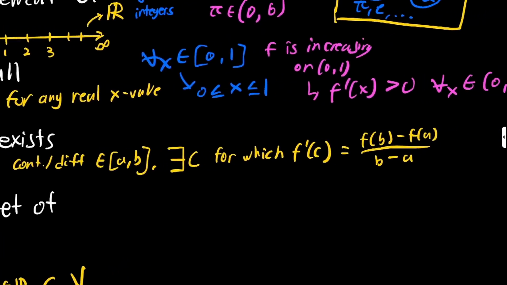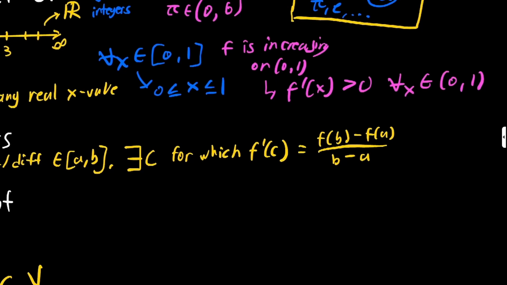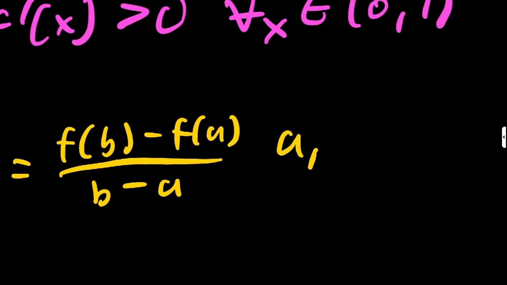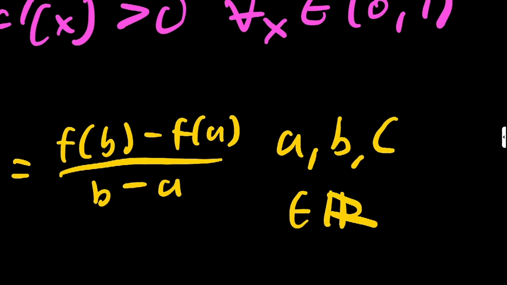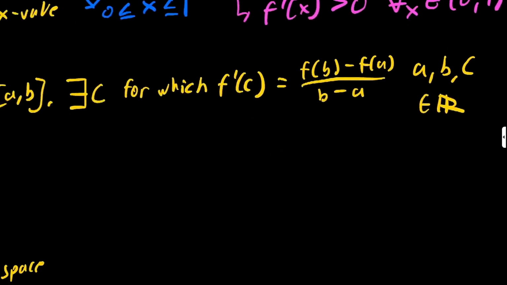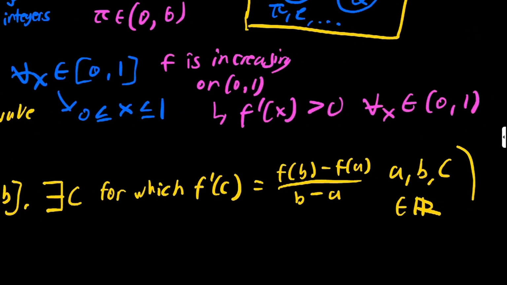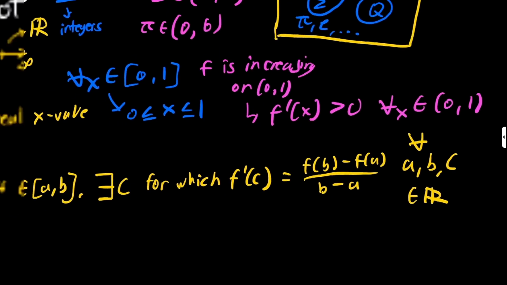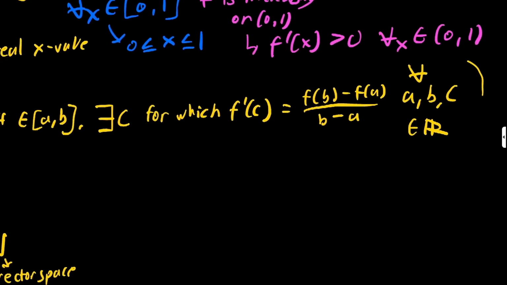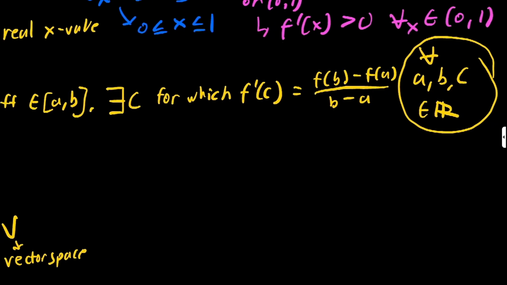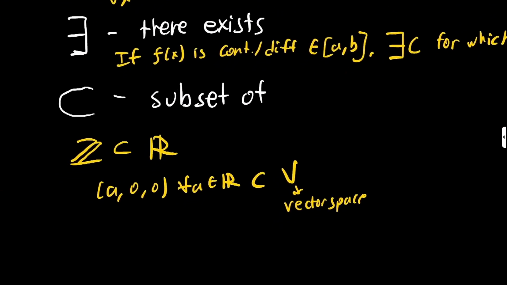And of course, we can be even more specific here and say that a, b, c are all real numbers. So that's another way to add even more. We could even add a for all a, b, and c that are in real numbers, and this would be an even more specific definition, although I think that's going a little bit too far.